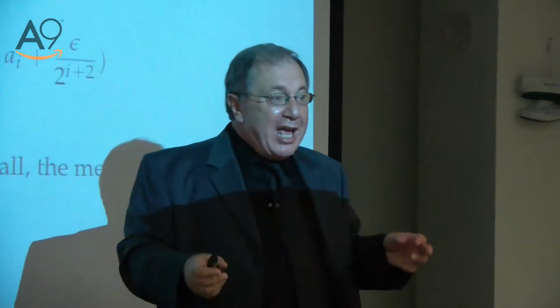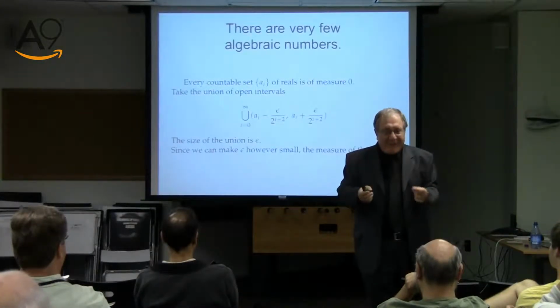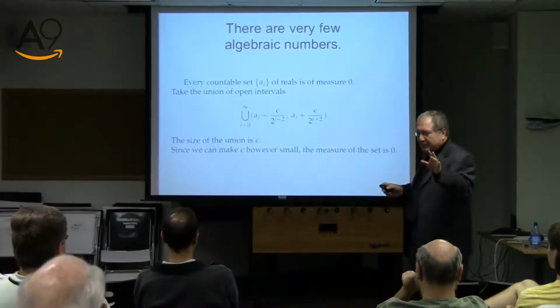So we could cover all the algebraic numbers with total intervals of size epsilon, but we could make epsilon however small. Therefore, the measure of the algebraic numbers, or of any countable set for that matter, is 0. Right?